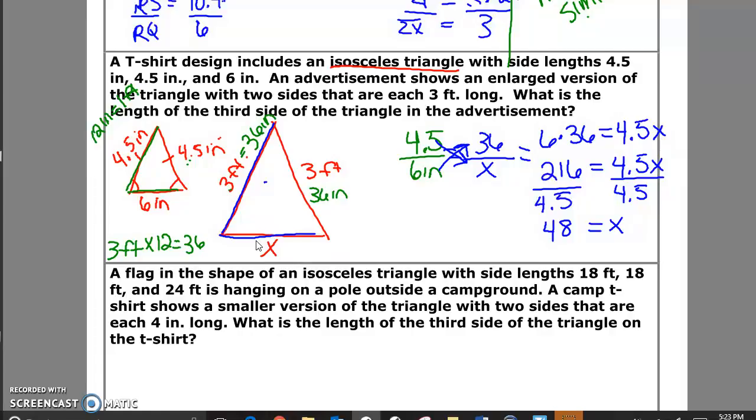So this was in inches. So 48 inches would be the measurement of x, but they gave it to us originally in feet. So we're going to have to convert it back. So we would do 48 divided by 12, which is 4 feet. So that third side is 4 feet.